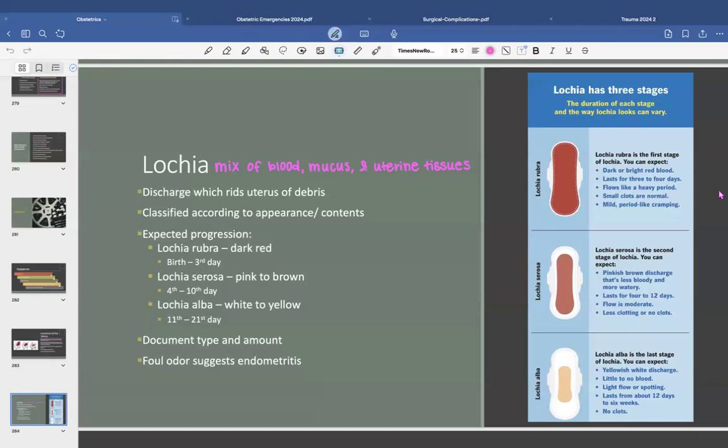Okay, so there may be a little bit of an odor with it that would probably be normal. If it's very foul smelling, or you're not sure, definitely check with your preceptor. You want to document the type and the amount. Is it moderate? Is it light? Is it yellow, white, pink, brown, dark red, bright?